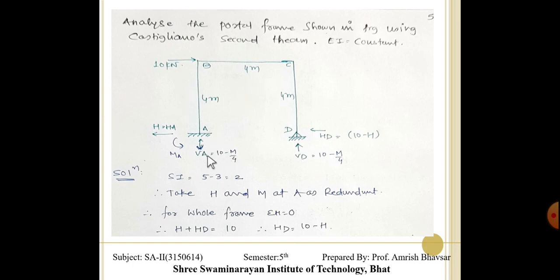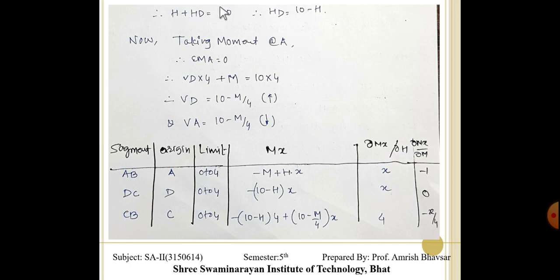Now these two reactions must be calculated by us. VA is vertical, 10 minus M by 4, and VD is downward, 10 minus M by 4. Both are the same. This reaction is used for taking Mx for each segment. Now how it is calculated, just see over here. We know HD is equal to 10 minus H.